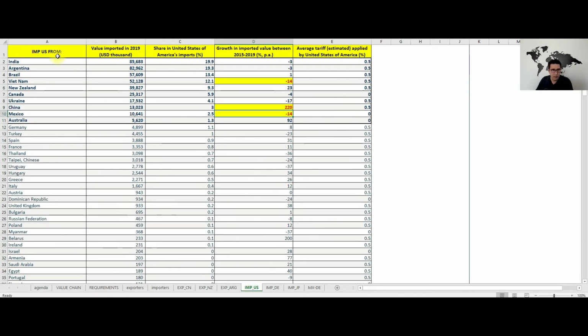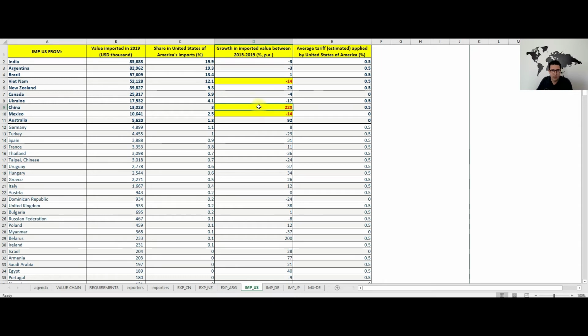Now I will move on to the first importer of honey in the world, which is the United States. Here we see that the top 10 commercial partners for the US make up roughly 91% of the total share, with India and Argentina almost neck and neck contending for the first place. In third place we have Brazil, and then Vietnam, New Zealand, Canada, Ukraine, China, Mexico, and in 10th place we have Australia.